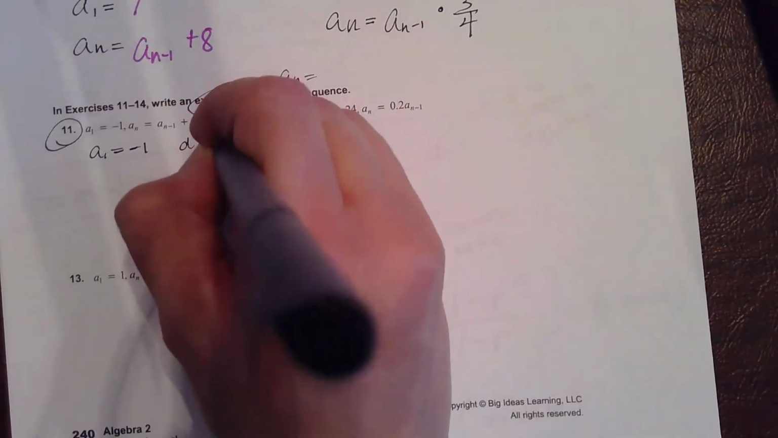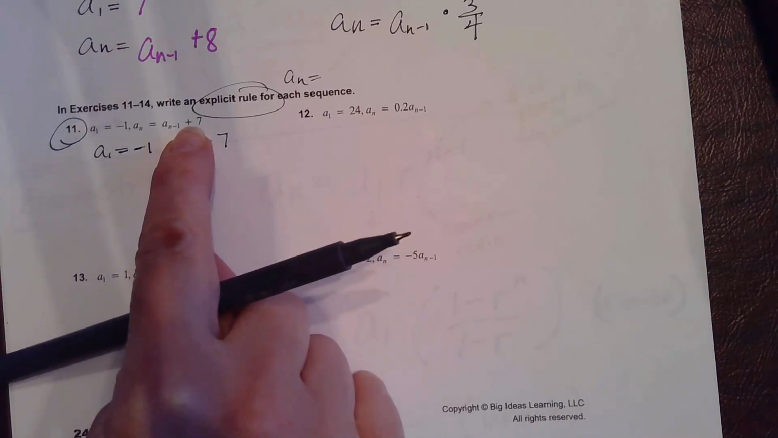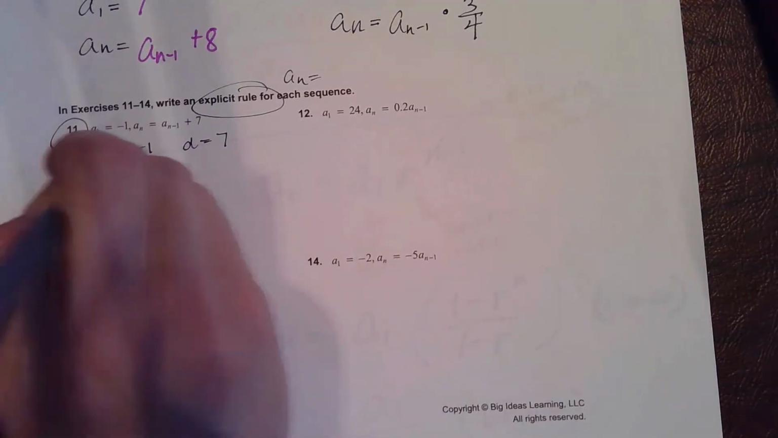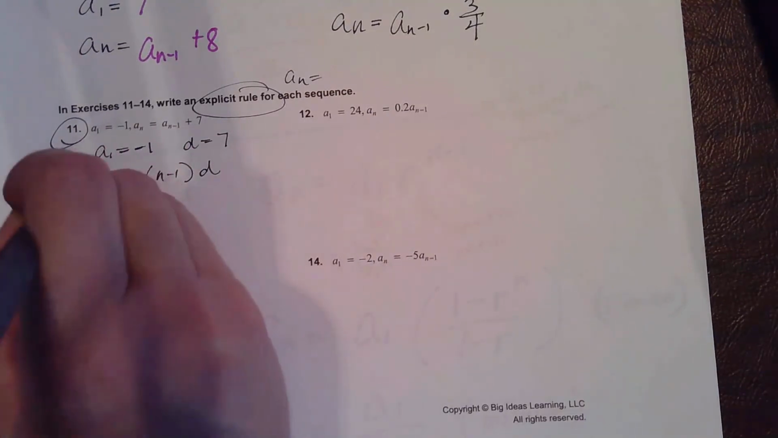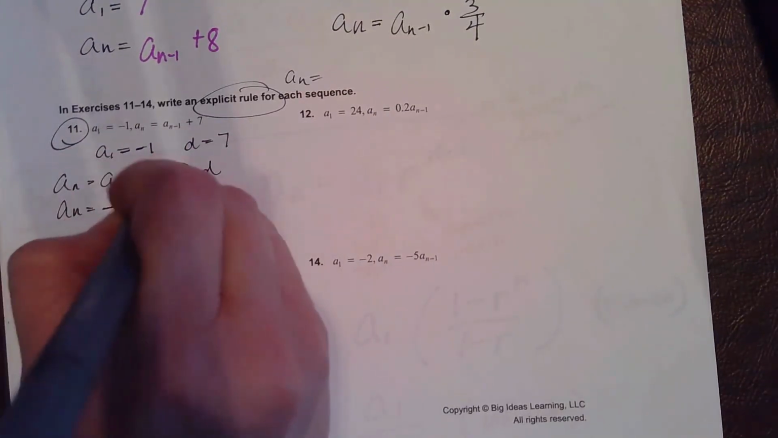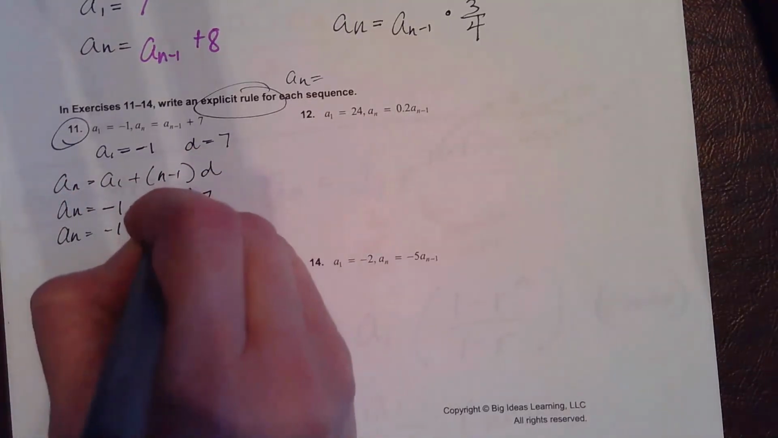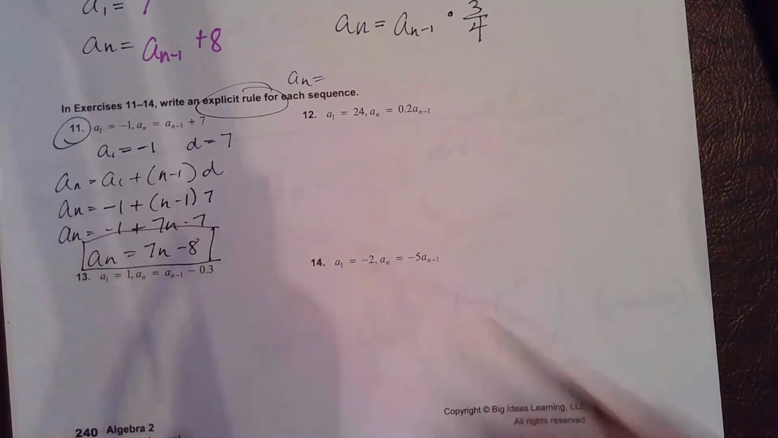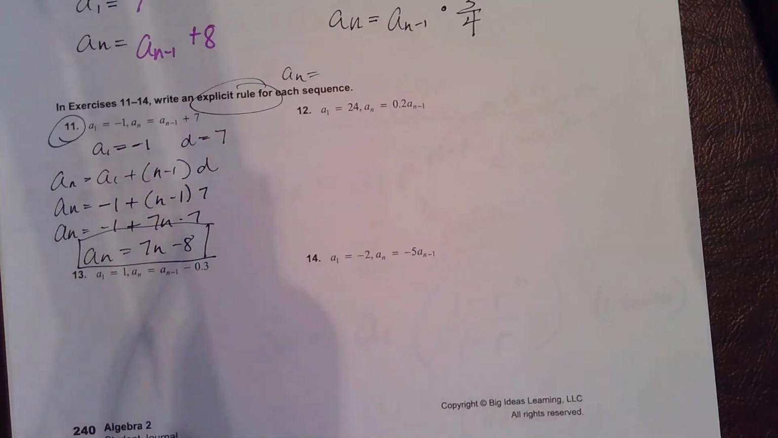So what I'm giving you by giving you this information is your first term and your common difference. The common difference is what? I'm adding 7 each time. That would be your common difference. So I recognize that this is arithmetic. And so I'm just going to plug the information into my equation. I'm going to plug in my first term, plug in my common difference, and simplify. So my explicit rule is 7n minus 8. In other words, my first term is -1, and I'm adding 7 each time. And that shows up in your equation.